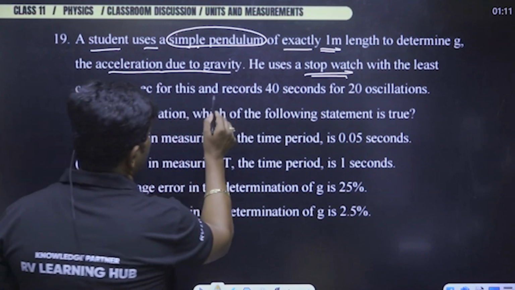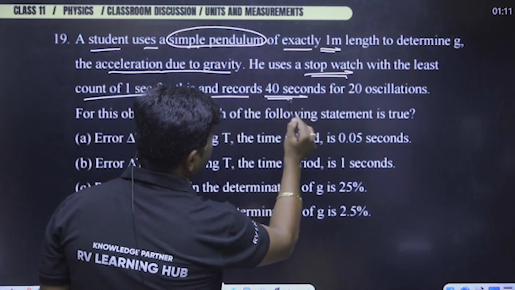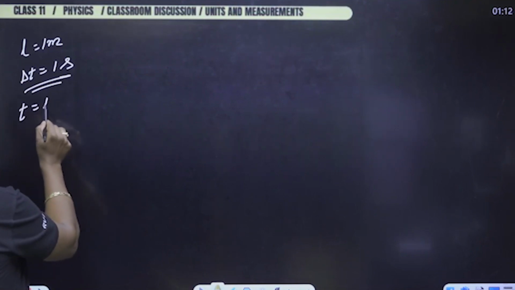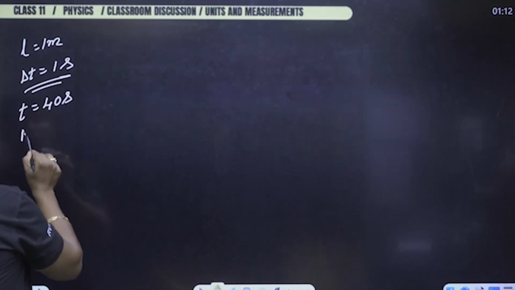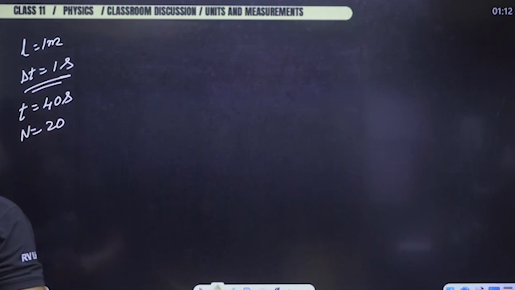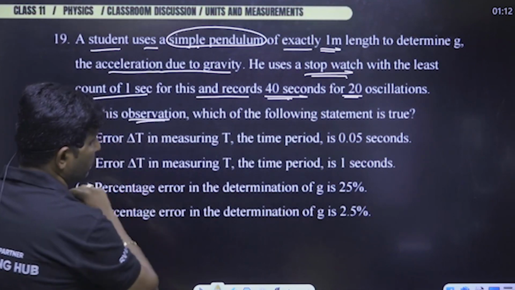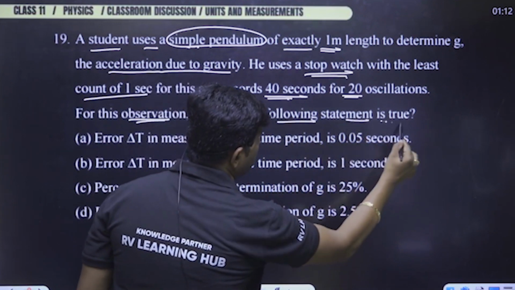And he records 40 seconds for 20 oscillations here. What is the total time taken? 40 seconds. And number of oscillations is equals to 20. Is it right or not? They are saying for this observation, which of the following statements is true?